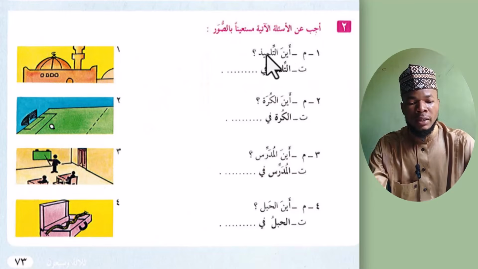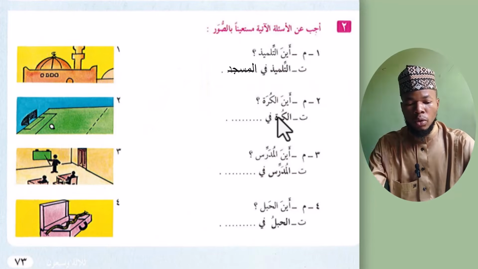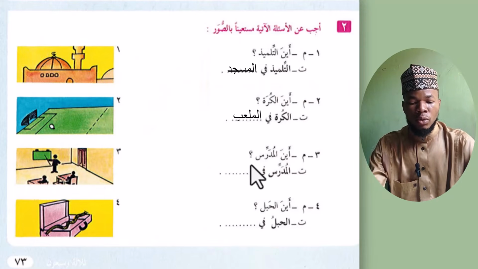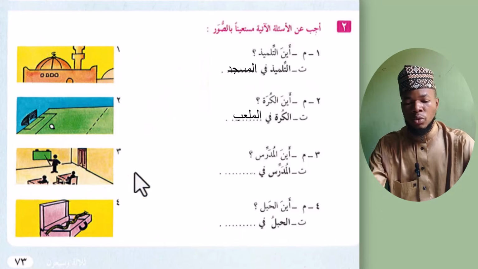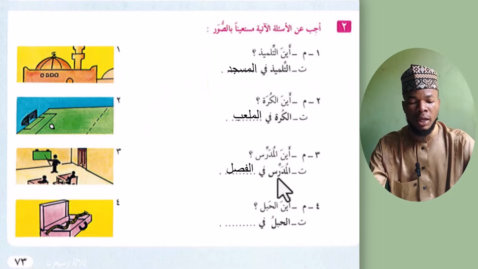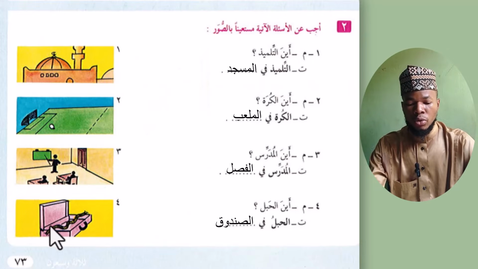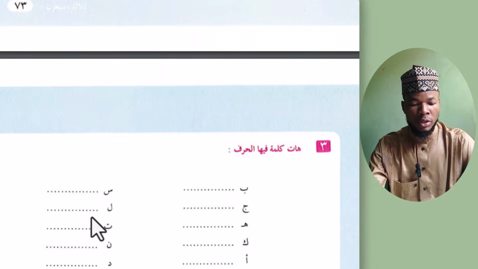So here we have أين التلميذ, that is, where is the student? So here we say التلميذ في المسجد, the student is in the mosque. Number 2, أين الكرة, where is the ball? الكرة في الملعب, the ball is in the field. أين المدرس, where is the teacher? المدرس في الفصل, the teacher is in the class. أين الحبل, where is the rope? الحبل في الصندوق, the rope is in the box, or you can say في الحقيبة, is in the bag. So this is how to do this exercise.